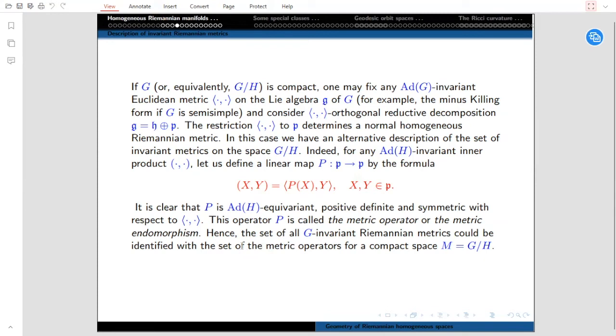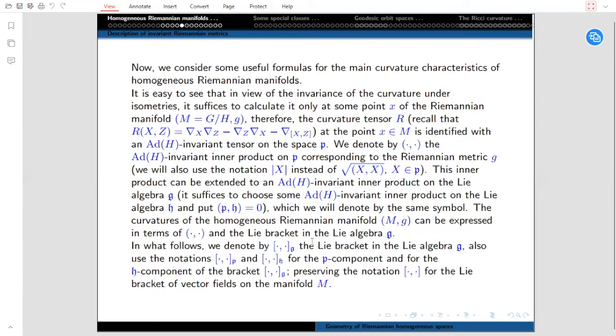Therefore, the set of all G-invariant Riemannian metrics could be identified with the set of metric operators for a compact space, for any compact space. Sometimes it's very useful to consider this type of parameterization of all inner products on a given compact homogeneous space. Now, a little about formulas for calculating curvature characteristics.